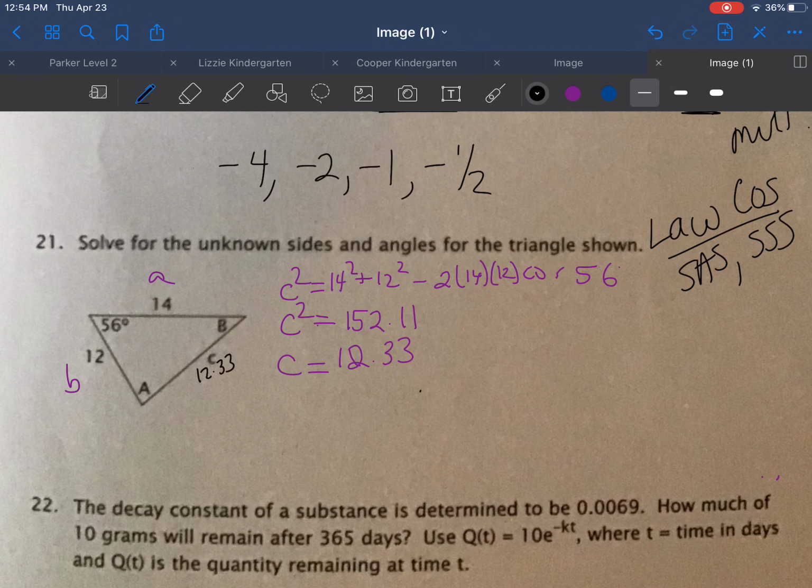12.33. Okay, now we're trying to find angle B and angle A. We're just looking for angles. We have all of our sides now, so we're going to use law of sines.